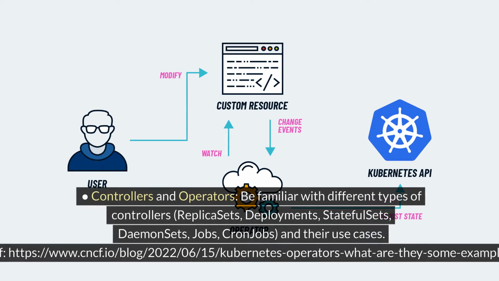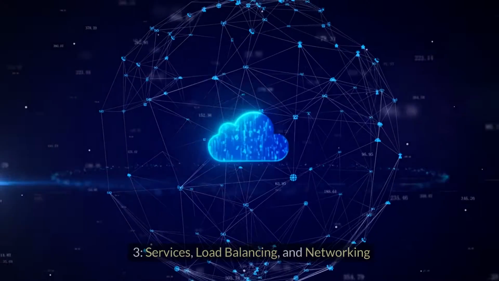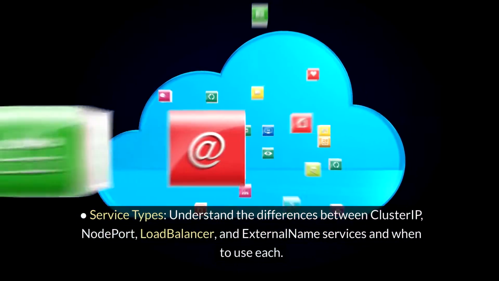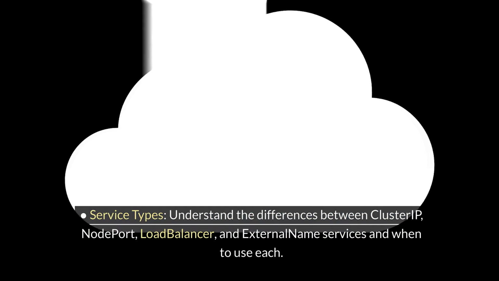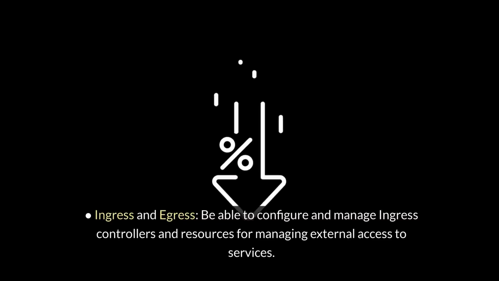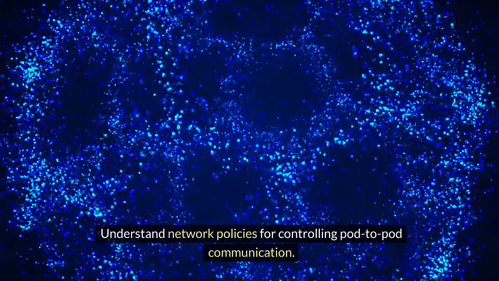Controllers and operators. Be familiar with different types of controllers, replica sets, deployments, stateful sets, daemon sets, jobs, cron jobs, and their use cases. Know what Kubernetes operators are and how they extend Kubernetes capabilities. 3. Services, load balancing, and networking. Service types. Understand the differences between cluster IP, node port, load balancer, and external name services, and when to use each. Ingress and egress. Be able to configure and manage ingress controllers and resources for managing external access to services. Understand network policies for controlling pod-to-pod communication.